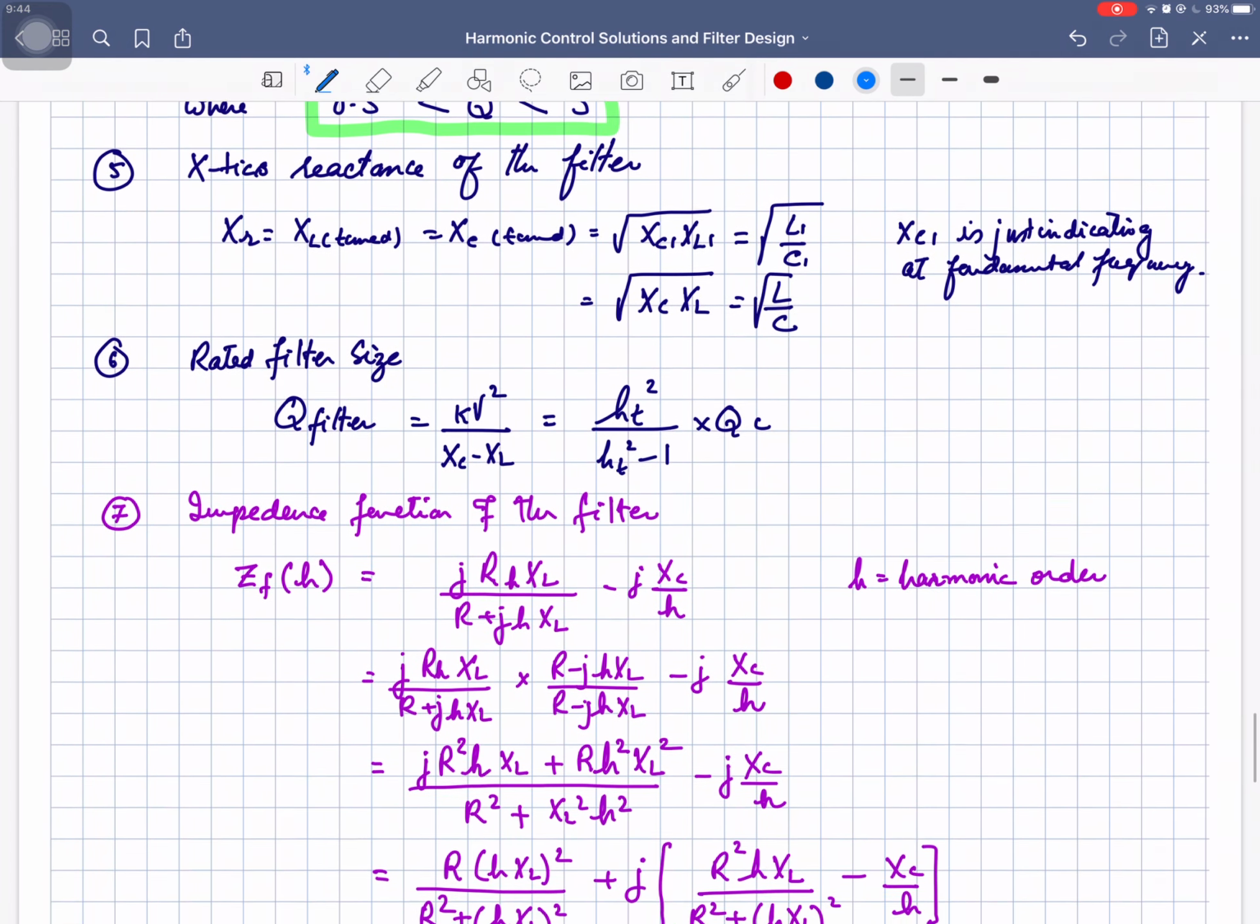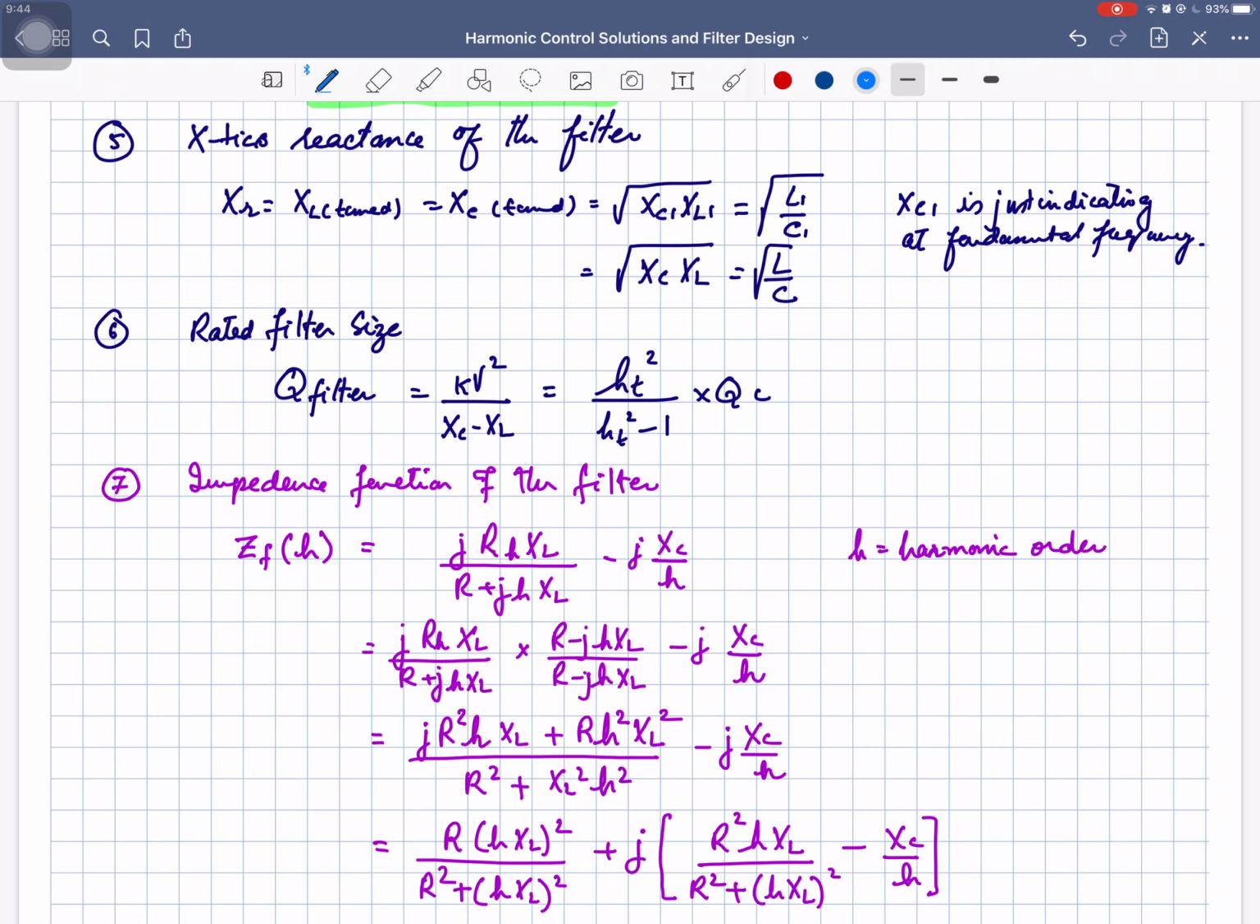Then we calculate the characteristic reactance of the filter with the help of this equation, simply the product of XC and XL and then the square root, or by taking the ratio of the inductor and the capacitor. Then the rated filter size is calculated by using the voltage at which it will be operated divided by XC minus XL, ignoring the resistance. So this will give you the size of the filter related with the capacitor bank reactive power. Why will it be different? Because we have the inductor as a part of that filter. QC is representing the reactive power of the capacitors.